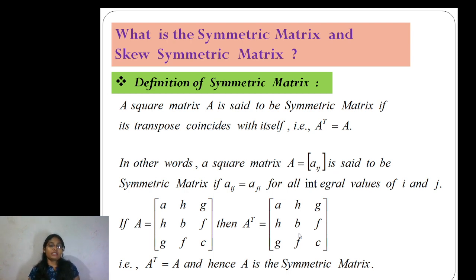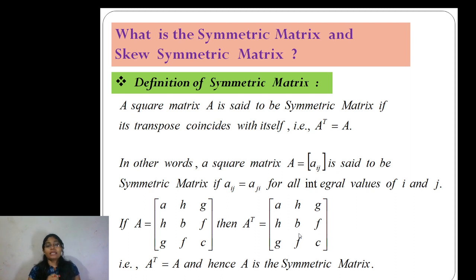Definition: a symmetric matrix is a square matrix. We know what a square matrix is, we saw it in the previous class. A square matrix is one in which the number of rows equals the number of columns. A square matrix capital A is said to be a symmetric matrix if its transpose coincides with itself, that is, A transpose equals capital A.